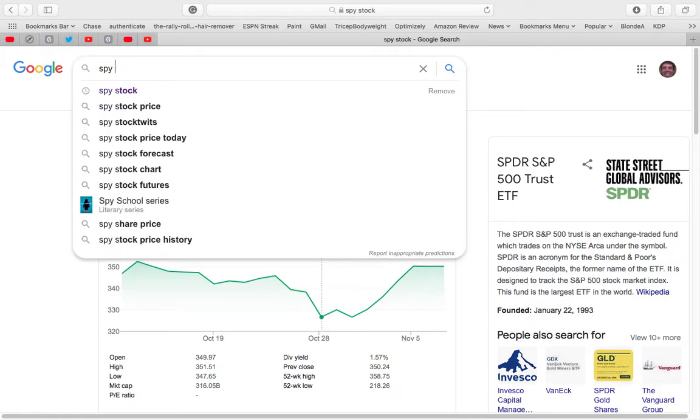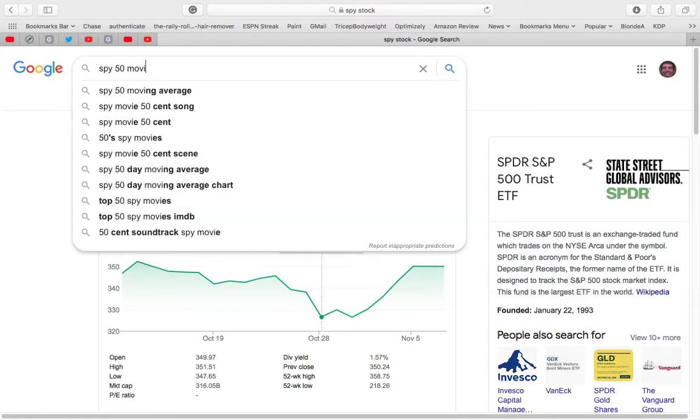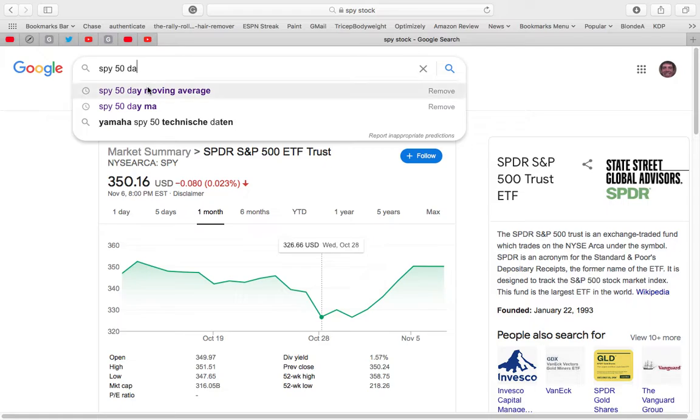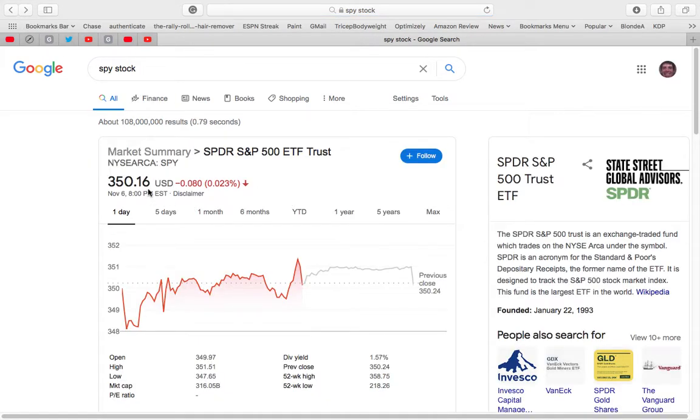Now, you can look at technical charts to find the 50-day moving average. However, you could also use Google. All you have to do is put in 50-day moving average for, let's say, the SPY. The SPY is at 350. The 50-day is at 339. So let's say the S&P 500 moves down from 350 to 343. It'll still be above the 50-day moving average, so that's a good opportunity to buy the dip.